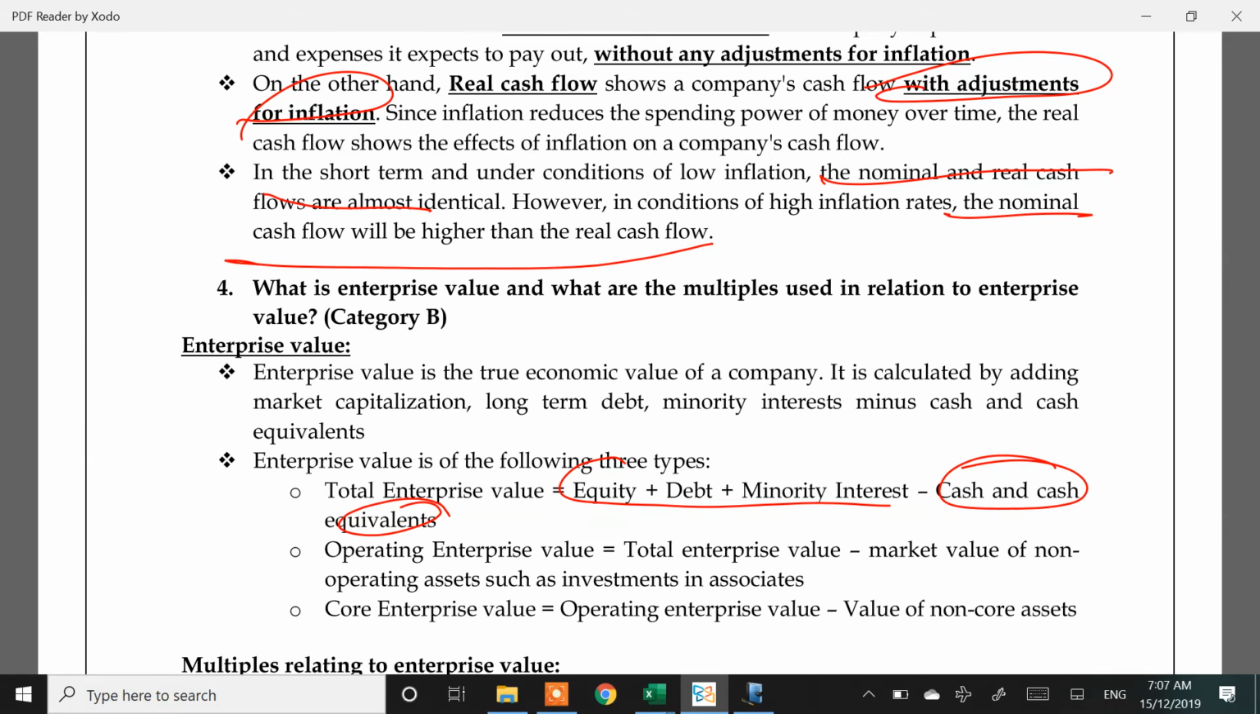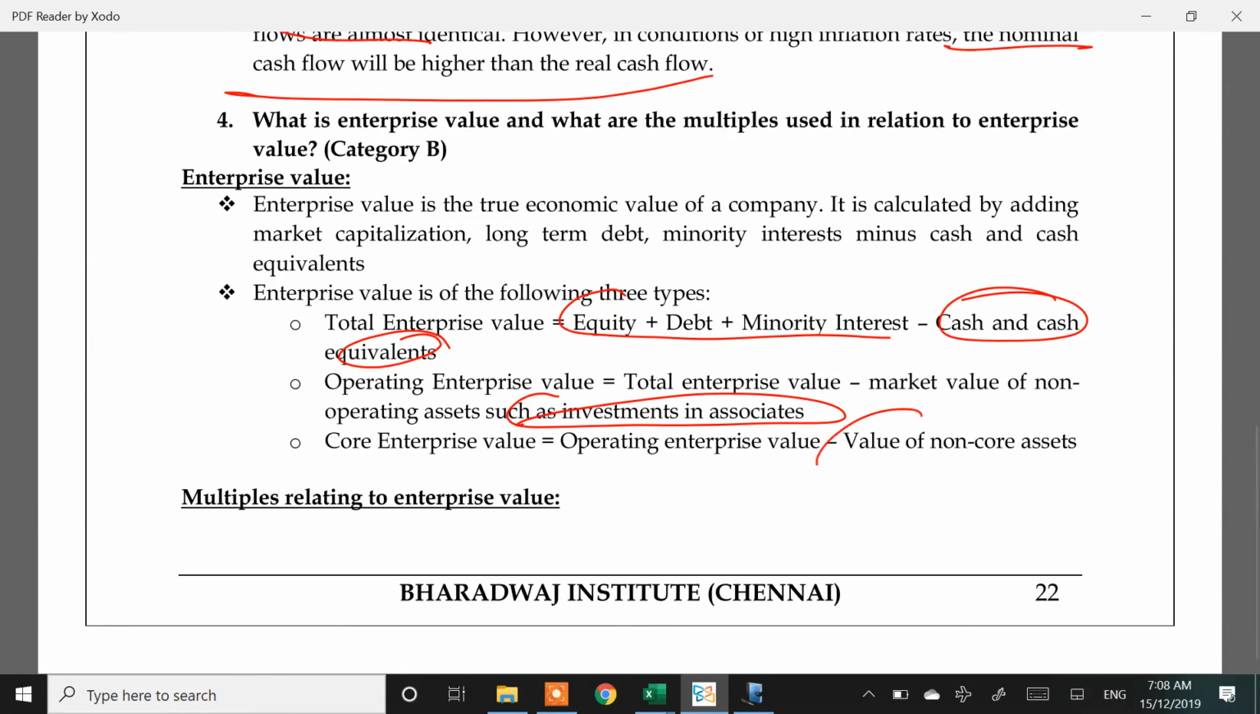So total enterprise value is, I adjust for cash and cash equivalents. In operating enterprise value, I'll adjust for any non-operating assets such as investments in associates. And here I'll deduct any non-core assets like land and building, plant and machinery, which is not utilized by the company. Also, normally we use two multiples in relating to the enterprise value. One is enterprise value to sales, and second is enterprise value to EBITDA.